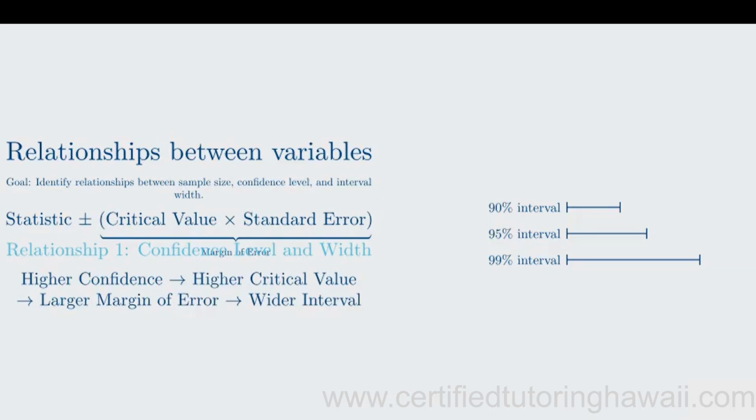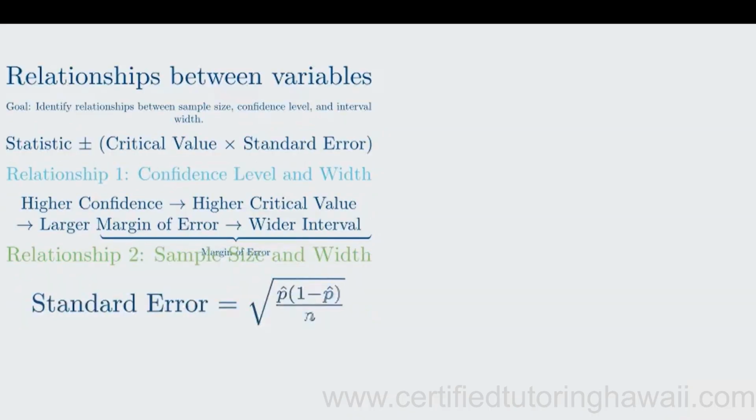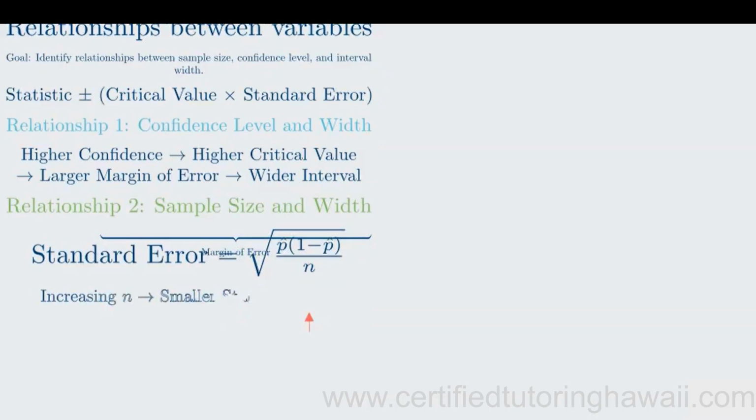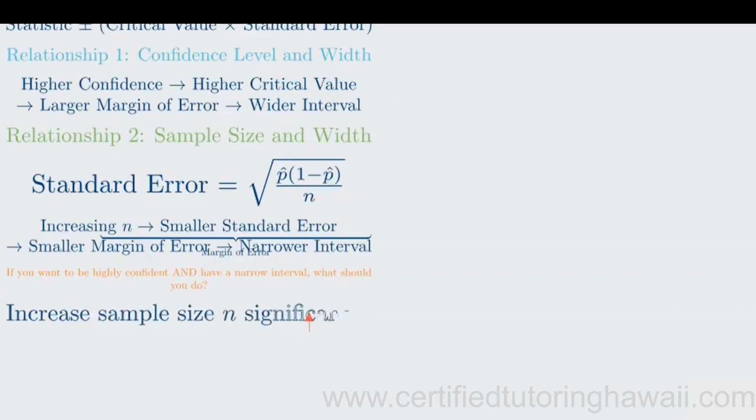That is the trade-off. Now, what if we keep the confidence level the same, but increase our sample size, n? Look at the formula for standard error. Since n is in the denominator, increasing n makes the standard error smaller. A larger sample gives us more information and less variability. This results in a narrower, more precise interval. To get the best of both worlds, high confidence and high precision, you need a much larger sample size.